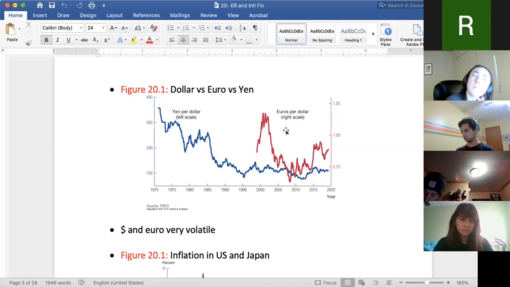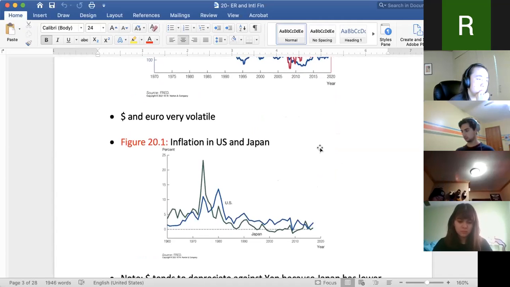Now you'll see there's a lot of volatility here, right? And we're going to talk about that in a minute, because as we're going to see, inflation rates are not the only thing that impact exchange rates, right? But you see this kind of slow downward decline in the dollar versus the yen. Why? Well, look at inflation in the US versus Japan. And outside of a little blip here in the 1970s, you'll notice that inflation in the US has been about 1 to 1.5% higher in the US than it is in Japan.